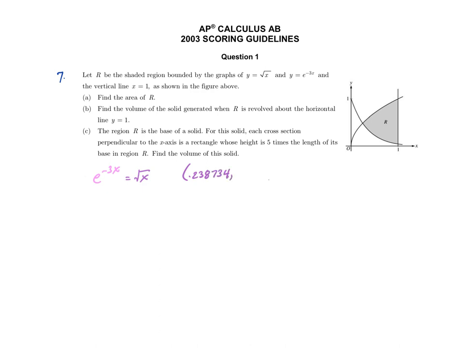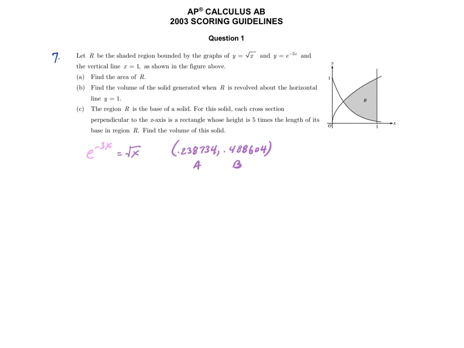You're going to get 0.238734, and then 0.488604. We'll call this A, and we'll call this B. You definitely want to use that in your bounds. Use A and B instead of the x values. And another thing is if they give you this as f of x and g of x, you can definitely use f of x and g of x in the integrals. If they don't, you really don't want to redefine them. We're just going to have to write them out, okay?